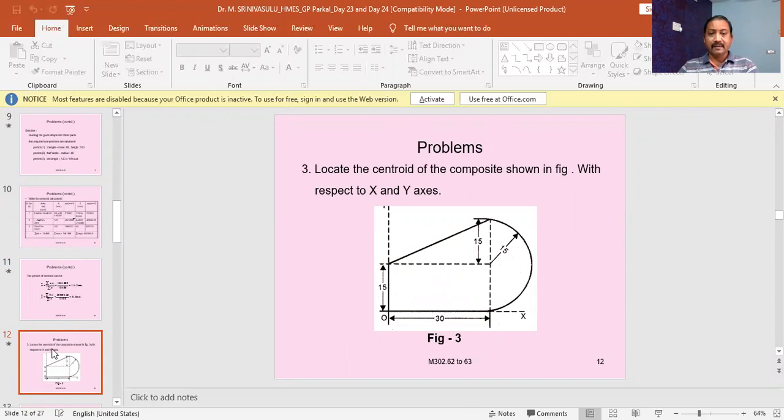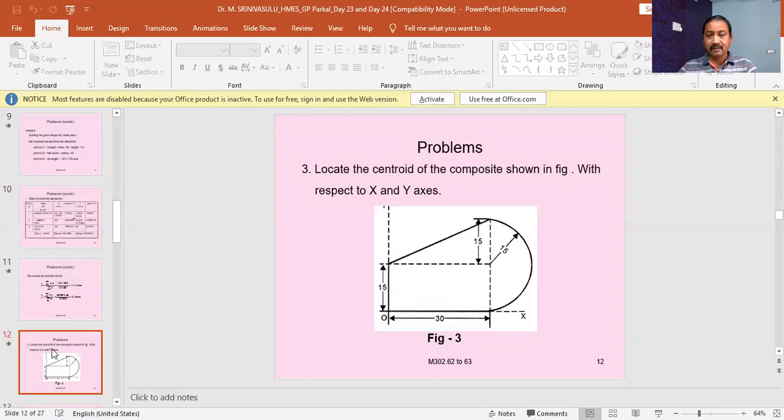Locate the centroid of the composite figure as shown below with respect to x and y axis. And here the figure is given. So you can draw this figure.